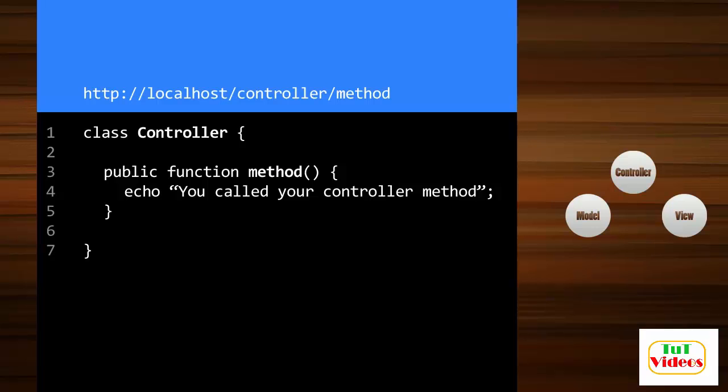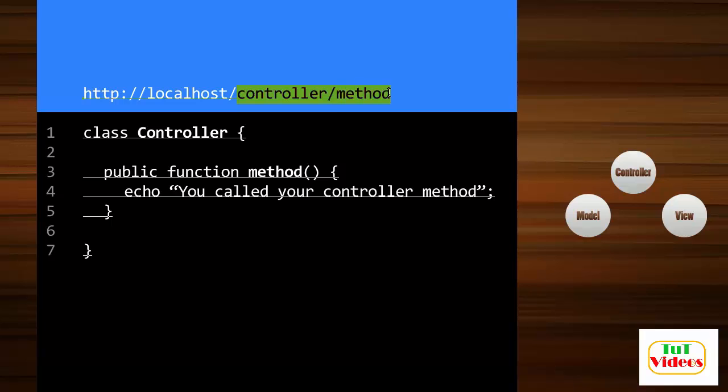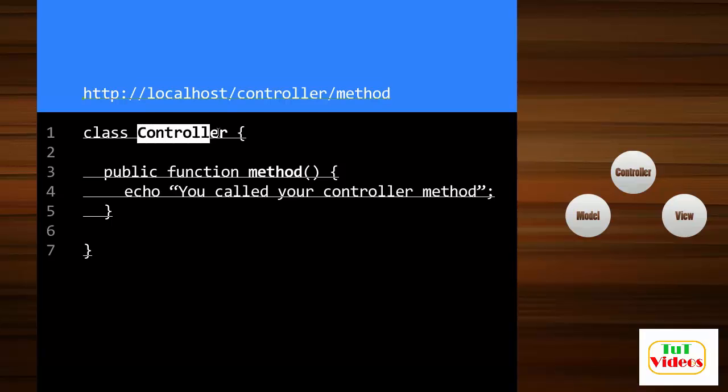Right here, what we have in the blue box is a URL working on a localhost. And this is just the structure of it. We have a controller and a method. So the controller is the actual class name. And you notice how this is a capital C. You should always give your class names a capital letter. And then the method in the URL goes to the method.